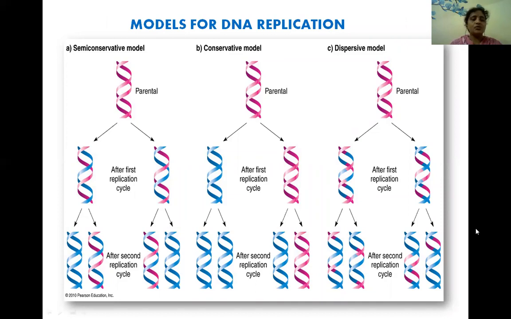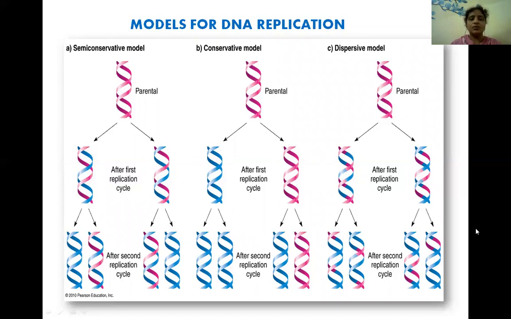First, let us go to the semi-conservative model. In this model, the two parental DNA strands separate, and each daughter molecule contains one parental strand and one newly synthesized strand. Therefore, the mechanism is called the semi-conservative model.